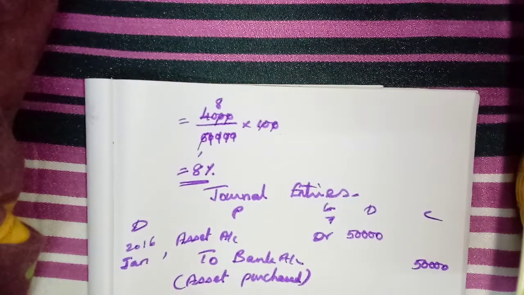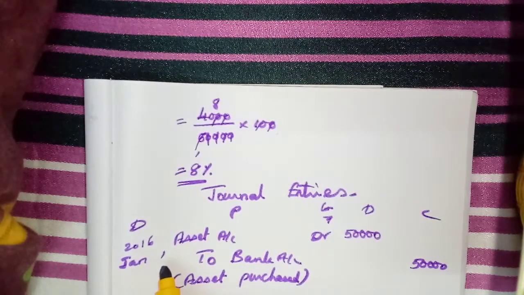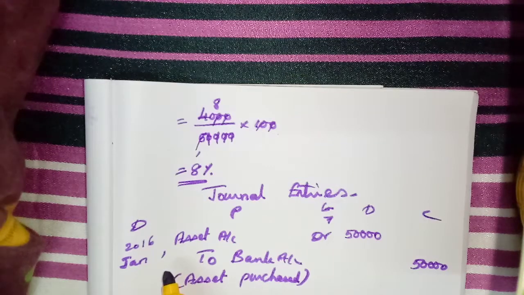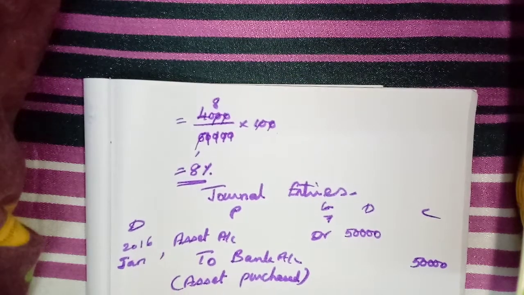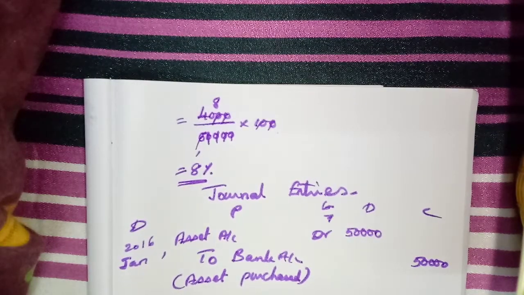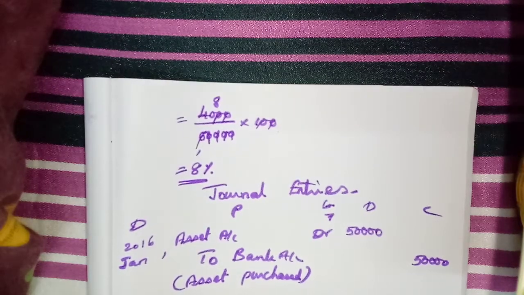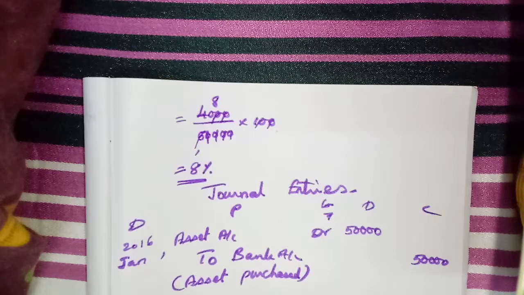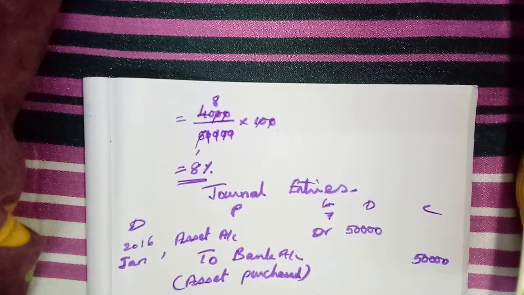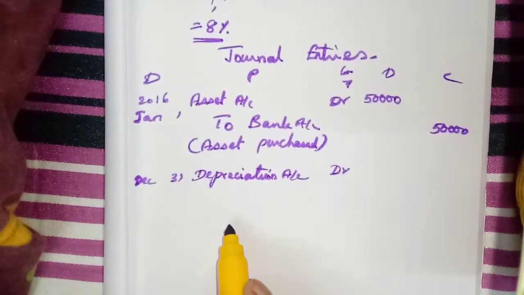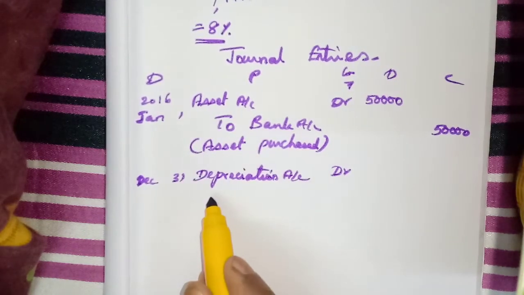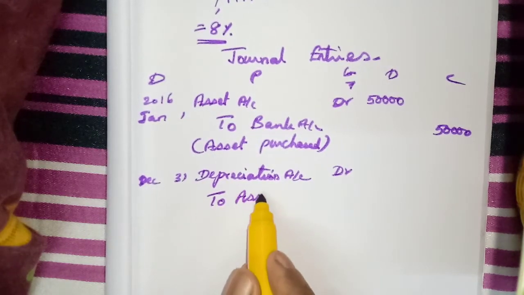Then you see, we are purchasing on January 1 and the accounts close on 31st December. So for this year, December 31st, we have to calculate depreciation. Here the depreciation is a loss, so we need to debit depreciation account debtor. And if we calculate depreciation, the value of the asset will decrease, so we need to credit the asset account.